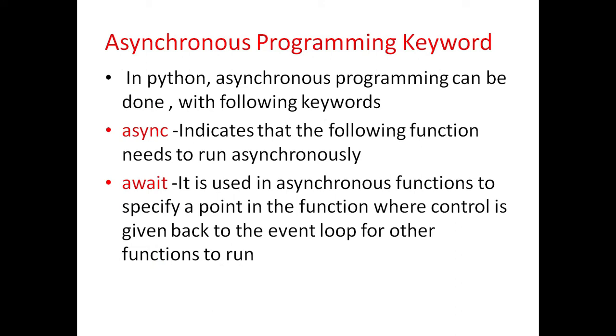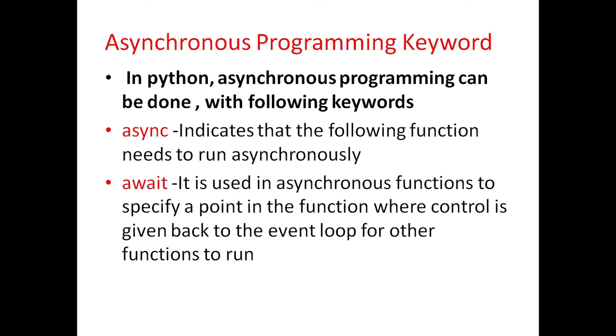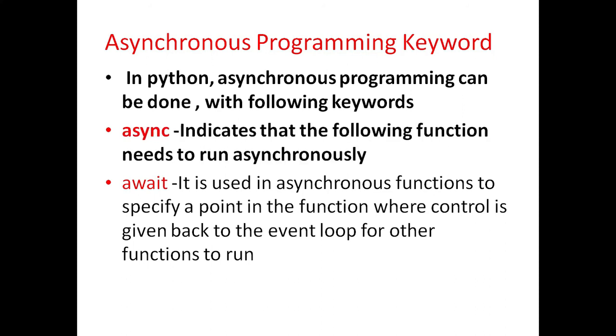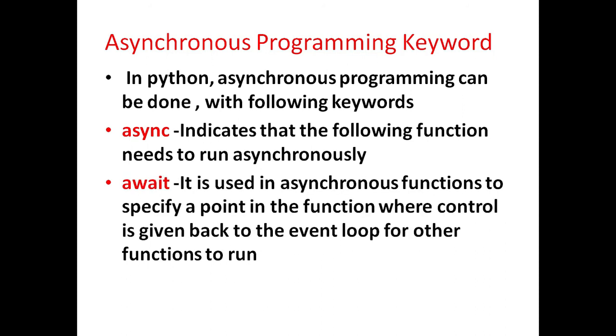Asynchronous programming keywords. In Python, asynchronous programming can be done with the following keywords. async indicates the following function needs to run asynchronously. await is used in an asynchronous function to specify a point in the function where control is given back to the event loop for other functions to run.